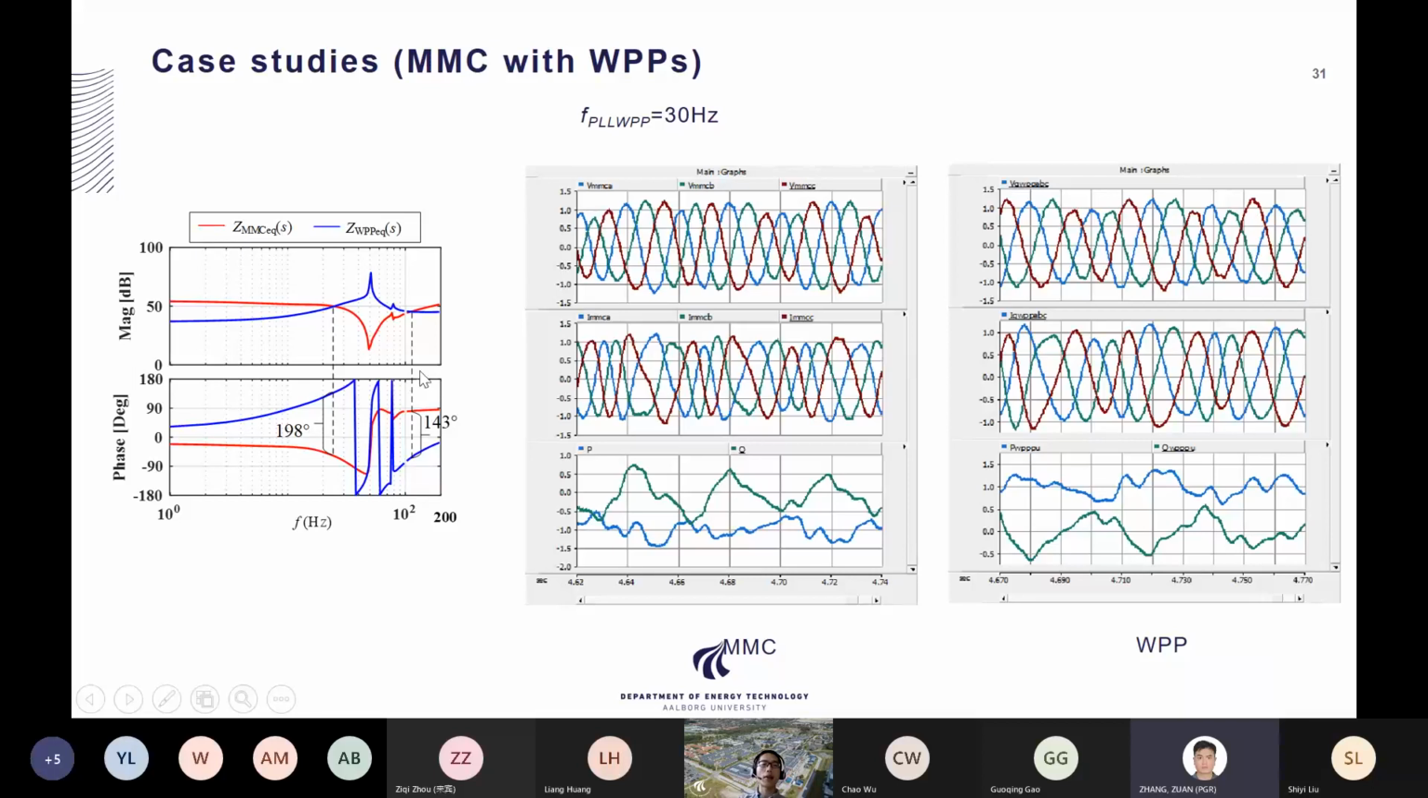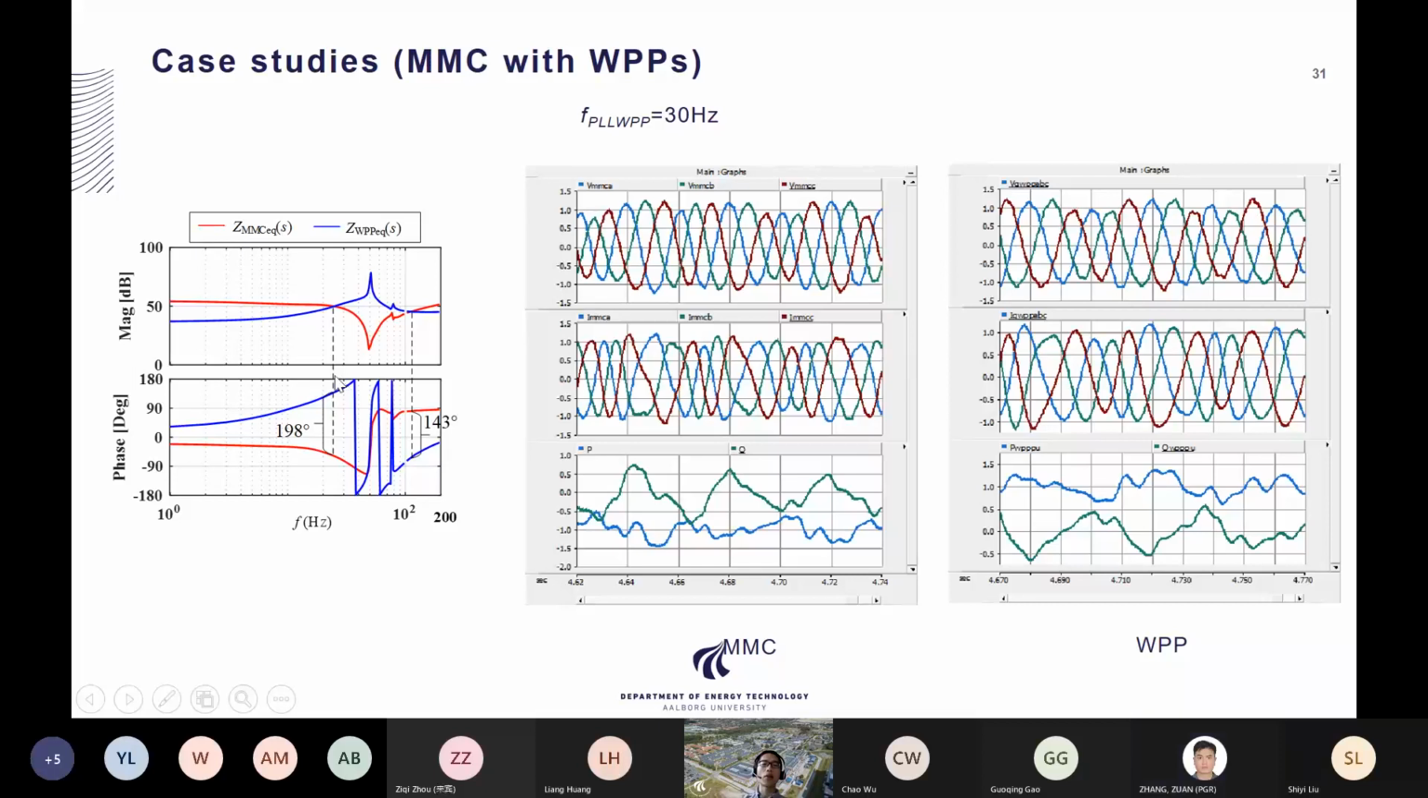And as I said, the power of this impedance-based method is that it reveals much insight. You can clearly see here that the wind turbine converter's impedance has a negative damping nature, because its phase is beyond 90 degrees and minus 90 degrees, right? So we know that in that case, the wind turbine converter is the troublemaker, not the MMC.